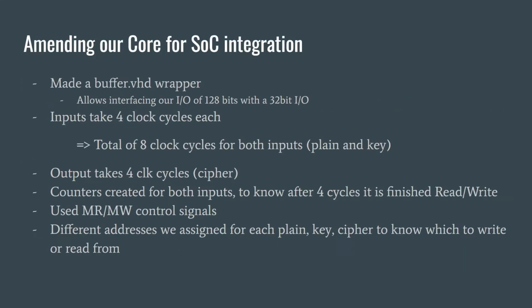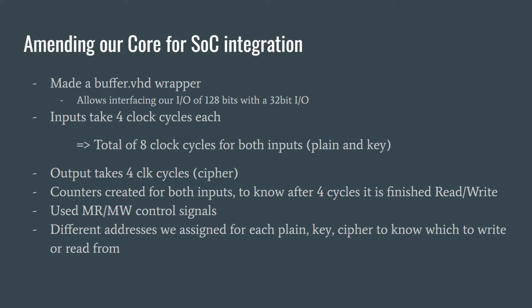So in order to amend our core for SoC integration, we first noticed that our core has an I/O of 128 bits, while our bus has an I/O of 32 bits. And so we needed a way to interface these two. And so our solution was to create a buffer which would act as a wrapper for our core. And so any inputs and outputs would have to go through our buffer first.